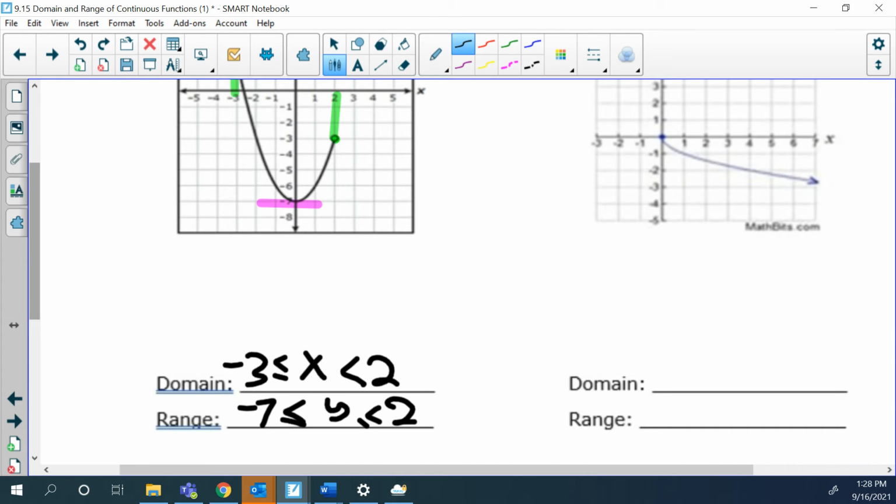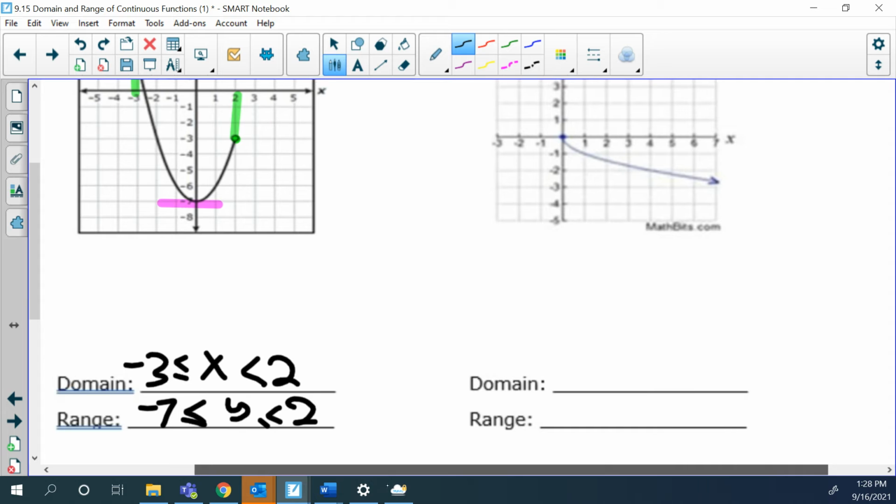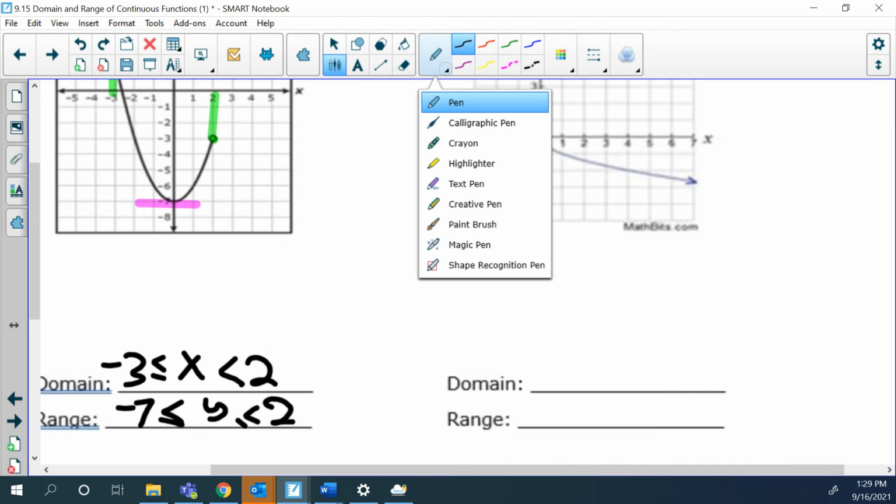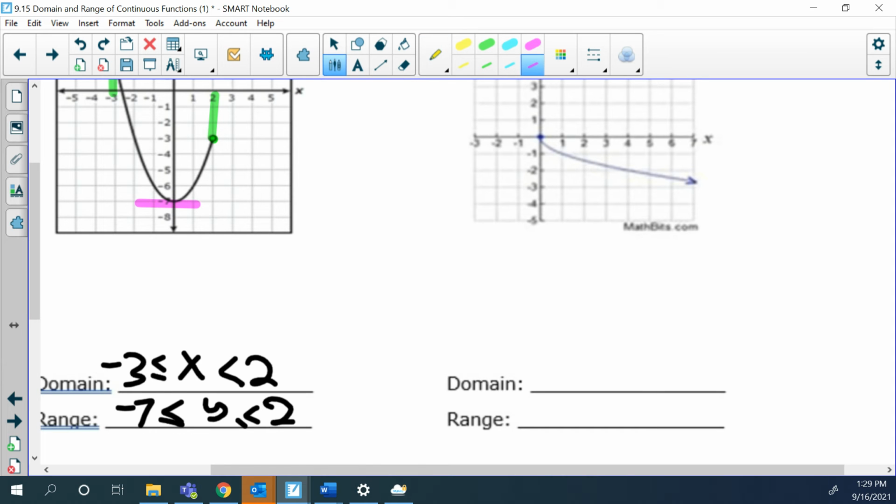Okay. And then the last one here. Again, some of these things, you just follow the principle. Find where the graph starts, where the graph ends, the lowest point to the highest point. All right, so okay, domain. Somebody just pause the video and try to solve this, guys. All right, highlighter.